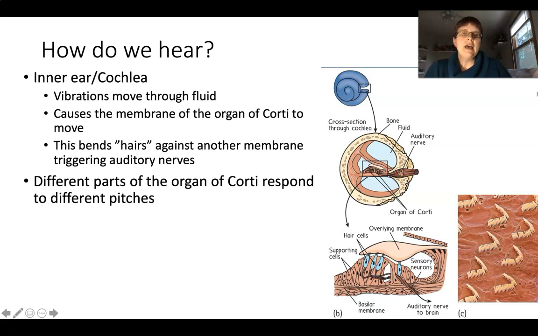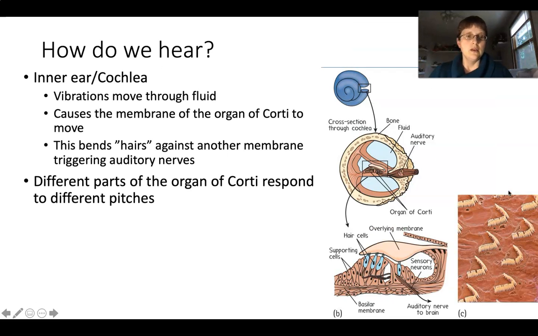And if you're wondering why you've got this big coil, it's because different parts of the organ of Corti, because the organ of Corti goes all the way through the cochlea, the different parts of it are going to respond to different pitches. So it doesn't all respond to all pitches. All sounds that you hear aren't heard by the entire cochlea.